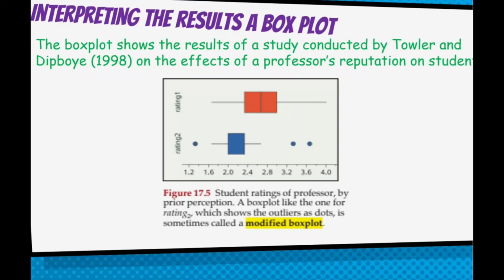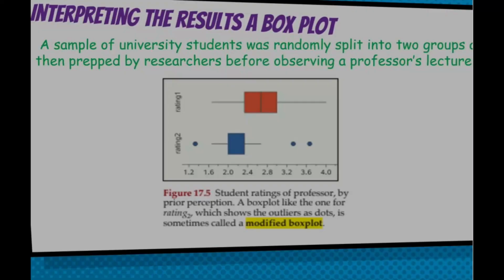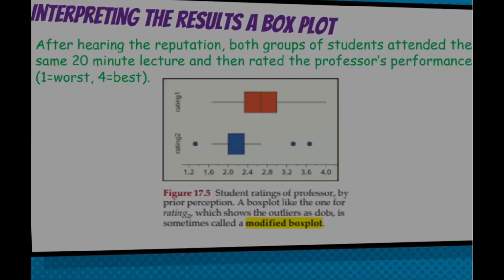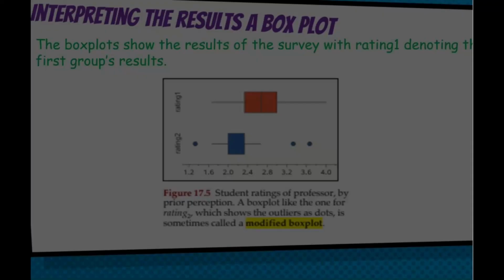So we're going to look at interpreting the results of a box plot. This is a study that was done about effects of a professor's reputation on students. A sample of university students was randomly split into 2 different groups and then prepped by researchers before observing a professor's lecture. The first group was told that the professor was well-liked and interesting, and the second group was told that the professor was strict. After hearing the reputation, both groups attended the same 20-minute lecture and then rated this professor's performance. The box plot shows the results of the survey with rating 1 denoting the first group's results, the one that was told he was well liked.